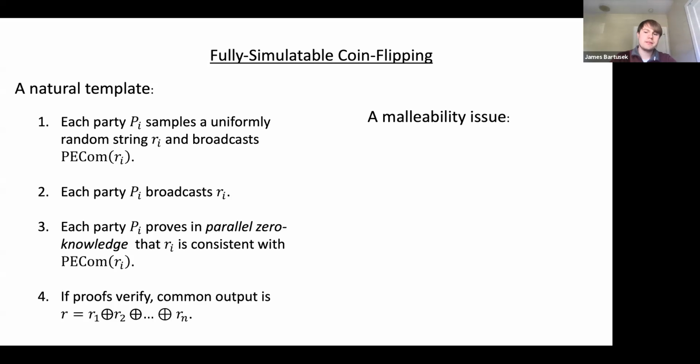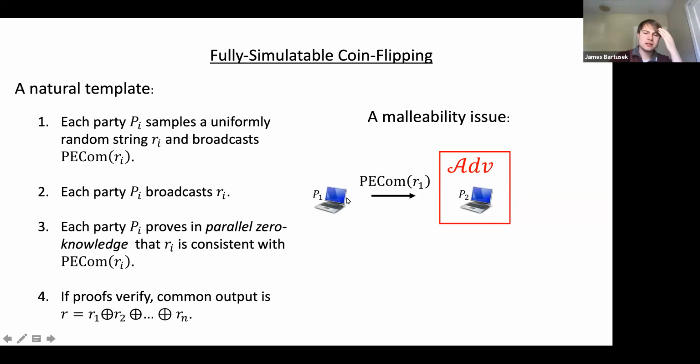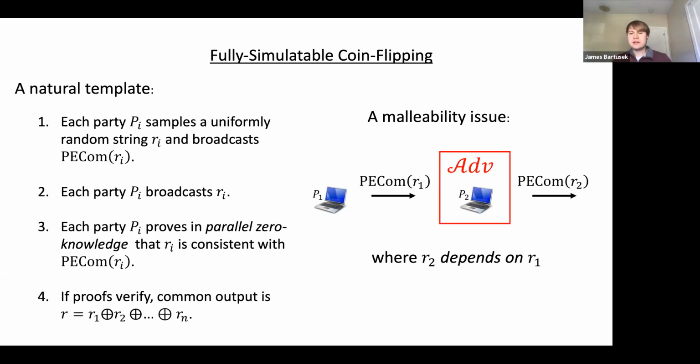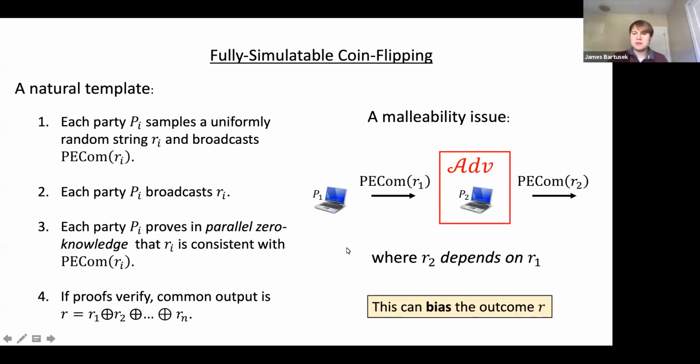There's one issue to resolve here, and this is a malleability issue. It still comes up. Consider an adversary that's corrupting some party P2, say. In this first stage, there's an honest party P1 that's committing to its string R1, while at the same time the adversary is broadcasting its own commitment to its own random string. What if the adversary could somehow make its commitment to R2 depend on the commitment to R1 being sent by P1? The possibility that an adversary could do that is actually not ruled out by the hiding of this commitment scheme. And of course, if the adversary can do that, then it can bias the final outcome R.